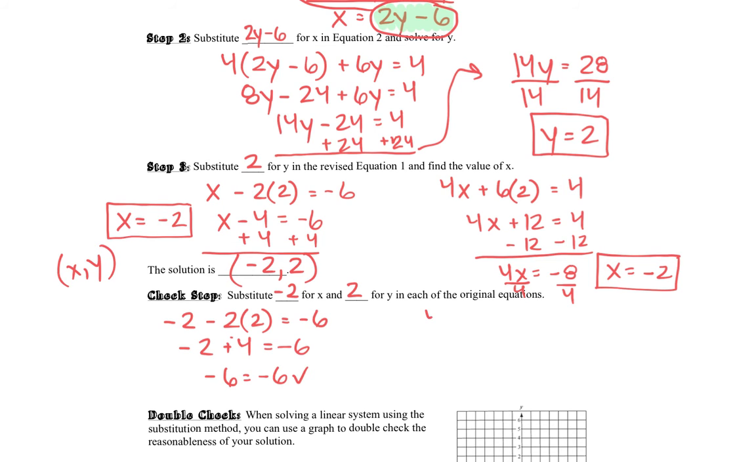So that one worked. Over here, I have 4 times negative 2 plus 6 times 2 needs to equal 4. So that's negative 8 plus 12, and that does equal 4. So I see that it works.